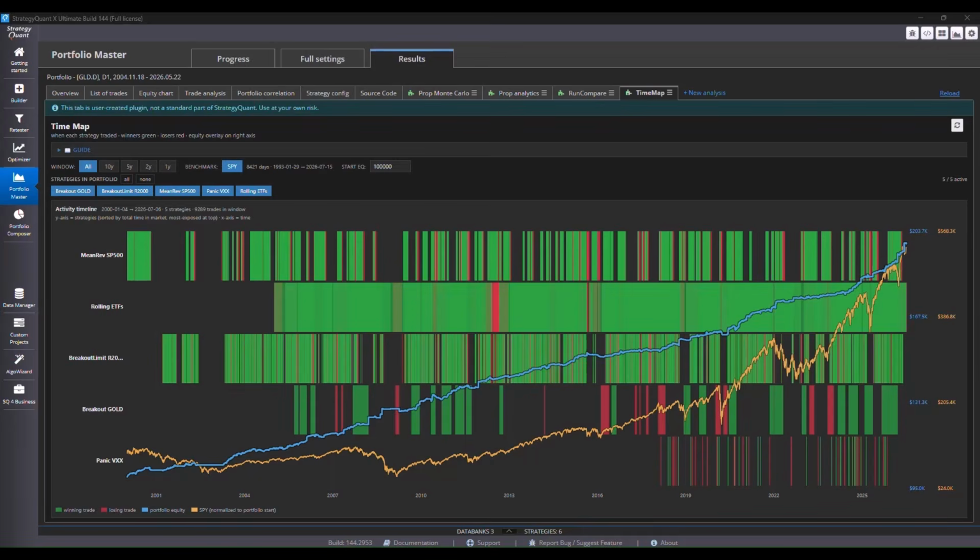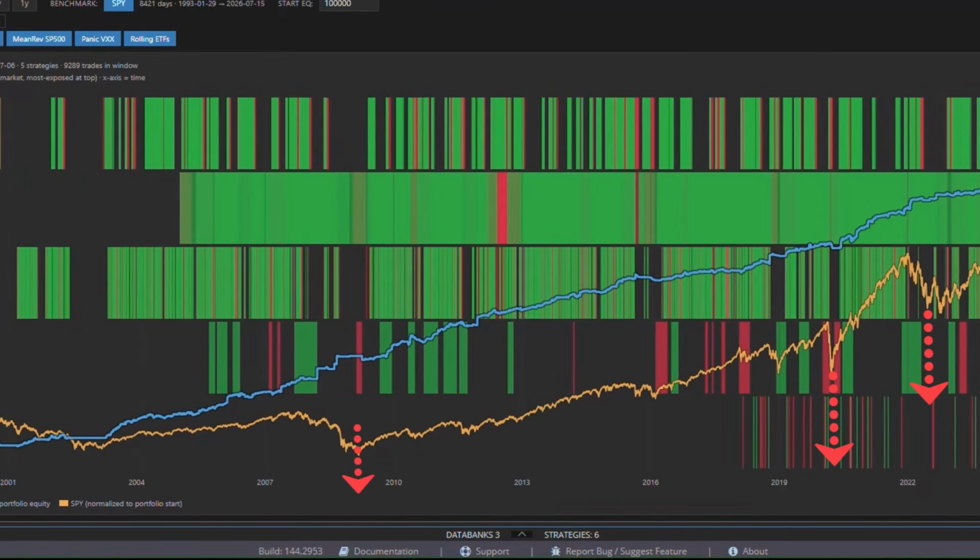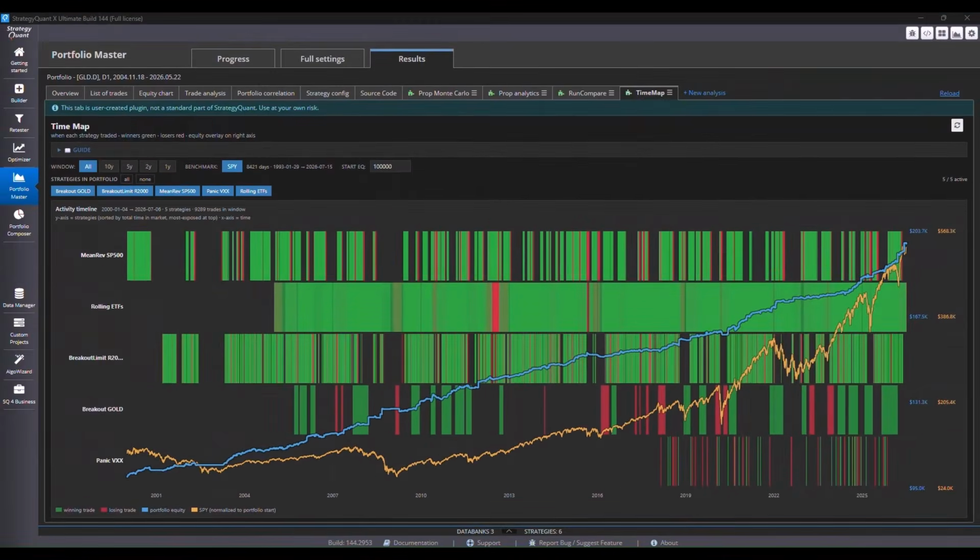Look, for example, at 2008, 2020 and 2022. The orange SPY benchmark falls sharply, while the blue portfolio equity curve moves through these periods much more smoothly. This is not a coincidence. It is diversification across time, and Time Map allows you to see it at a single glance.